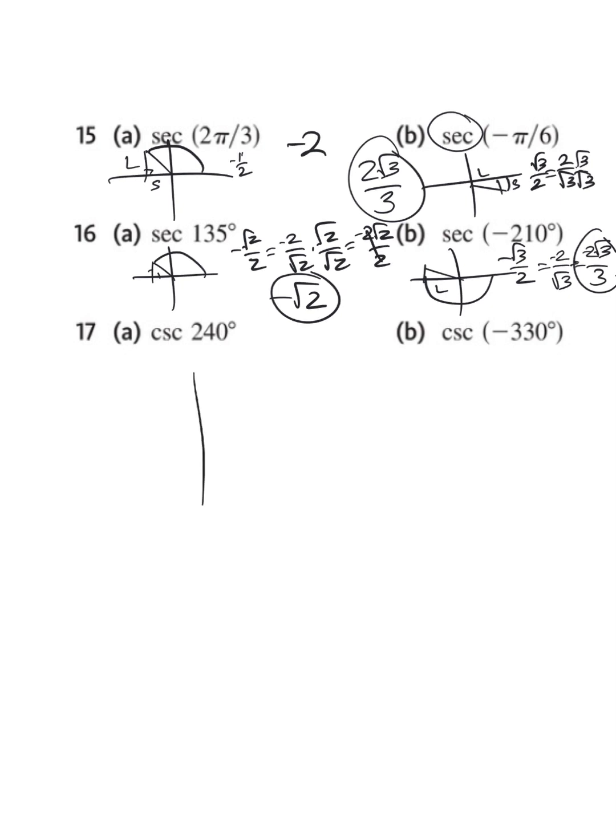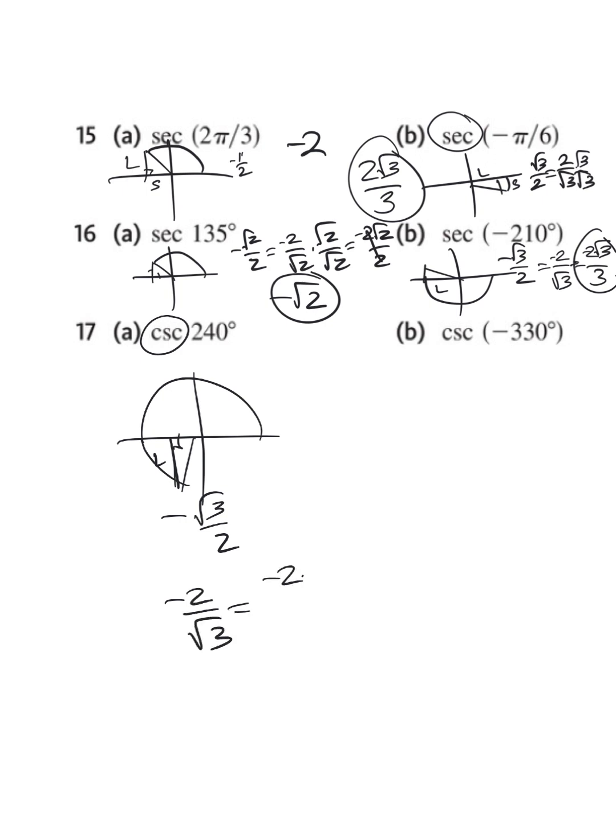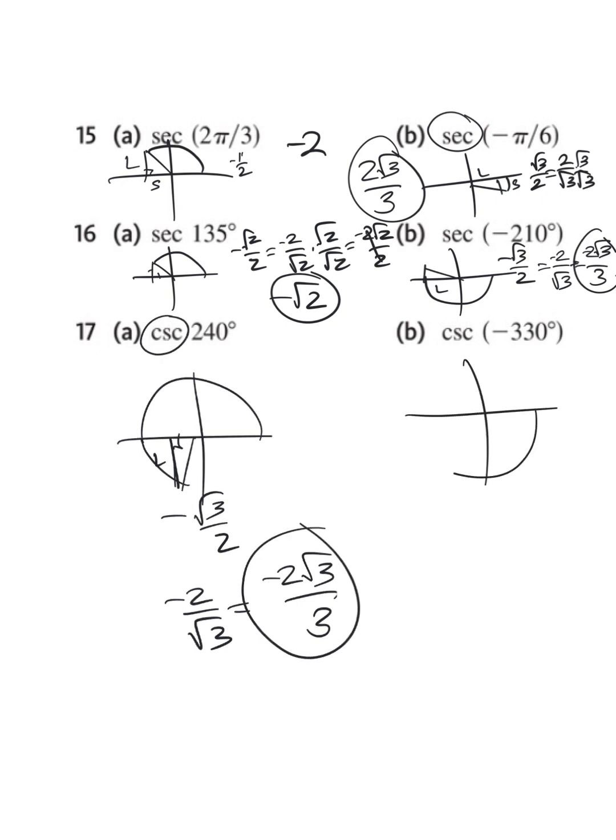240 degrees is 180 and 60 more. So cosecant is the y value. In this case, the y value is the long leg, so negative square root of 3 over 2, except it's the reciprocal for cosecant, so negative 2 over the square root of 3. And again, that comes out to negative 2 square root of 3 over 3 when you rationalize it. Cosecant of negative 330, so all the way around with a 30-degree reference angle left. So cosecant is the y value, the short leg, 1/2. So cosecant is the reciprocal, 2.